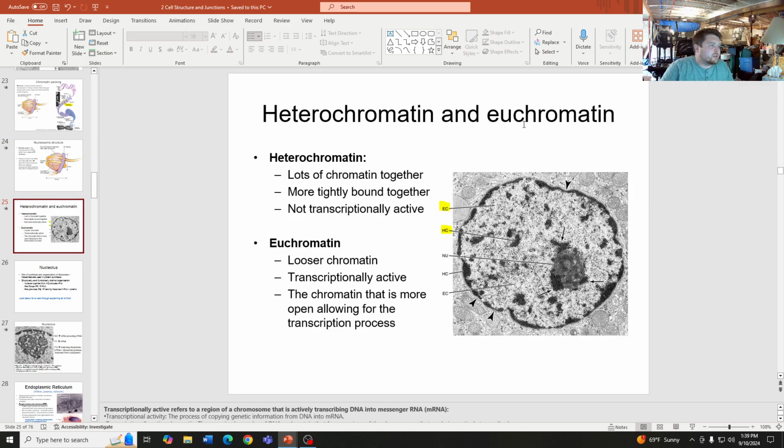Heterochromatin and euchromatin. So we can see the difference here. See how the euchromatin is much more open, much lighter in color because it's not as dense. Whereas heterochromatin are these denser components because they are less active.